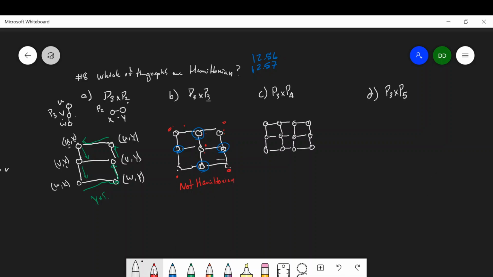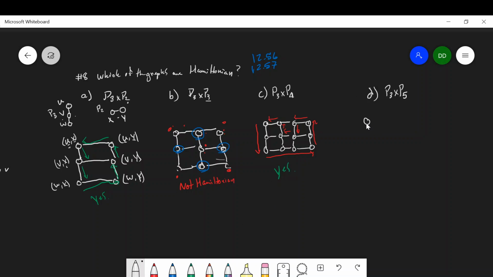It doesn't matter where we start because it's a cycle. So why don't I start up here, go down here, I'll take all of these edges over here, and then how about I go up to here, and then over 1, down 1, over 1, up 1, and then back to my original vertex. So there's a Hamiltonian cycle. So this is yes. Yes, it is Hamiltonian.